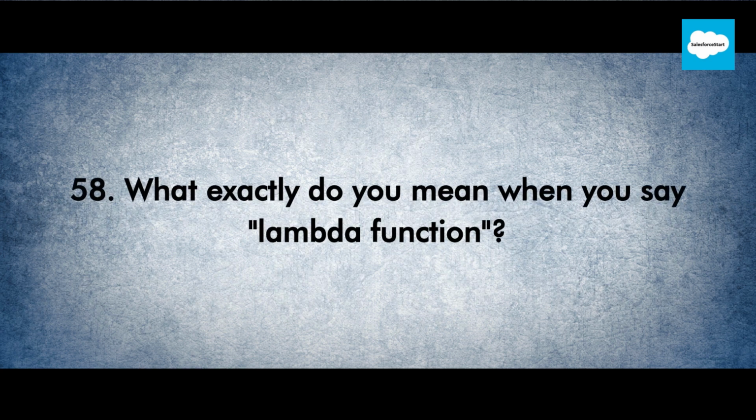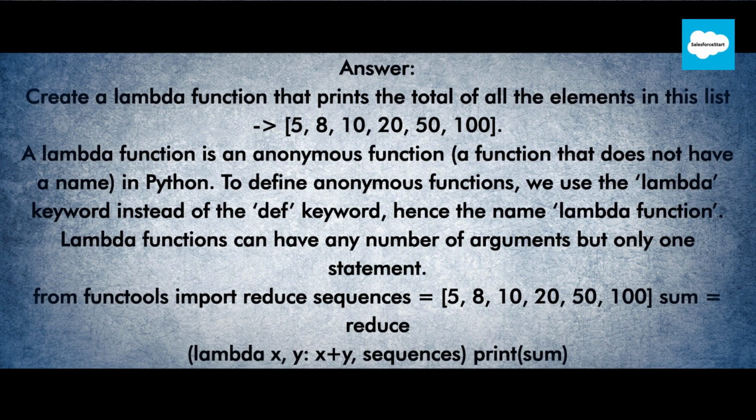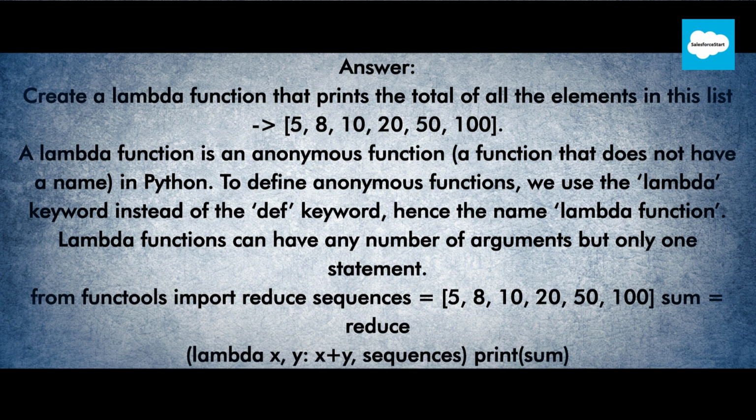58. What exactly do you mean when you say lambda function? Answer. Create a lambda function that prints the total of all the elements in this list: 5, 8, 10, 20, 50, 100. A lambda function is an anonymous function, a function that does not have a name, in Python. To define anonymous functions, we use the lambda keyword instead of the def keyword. Hence the name, lambda function. Lambda functions can have any number of arguments but only one statement.